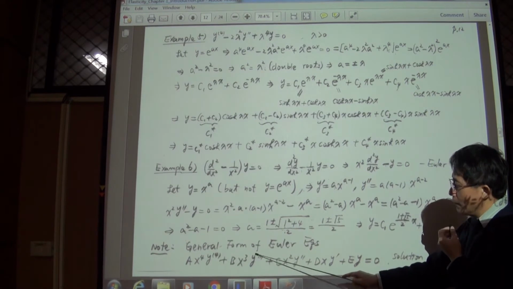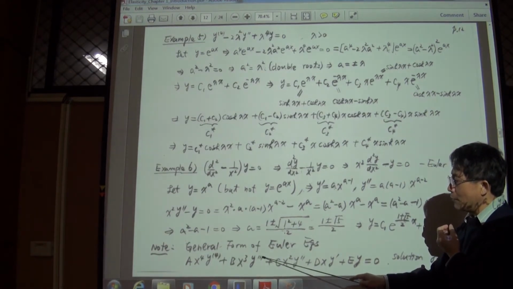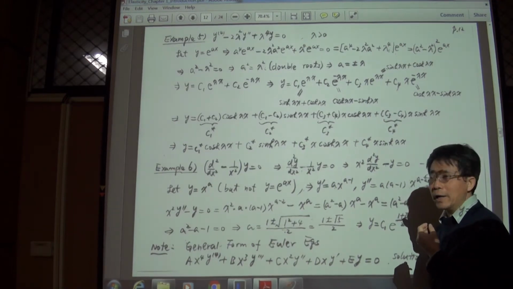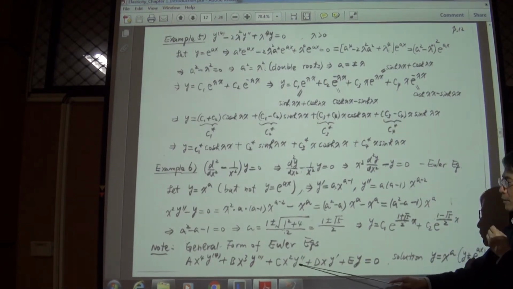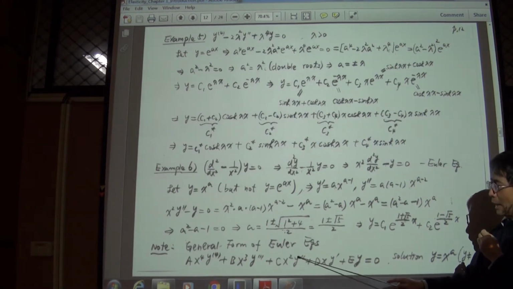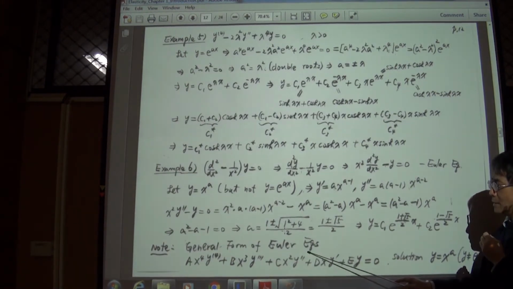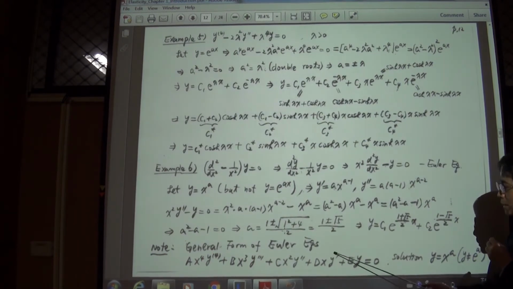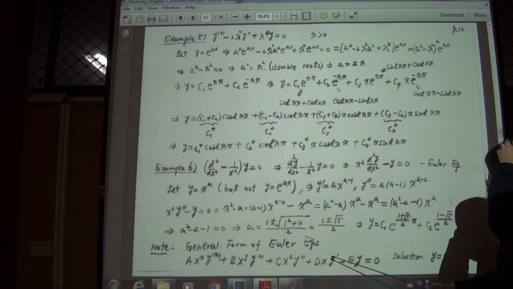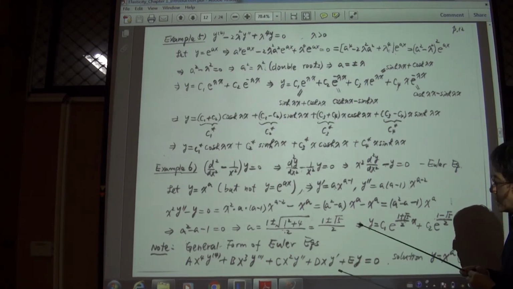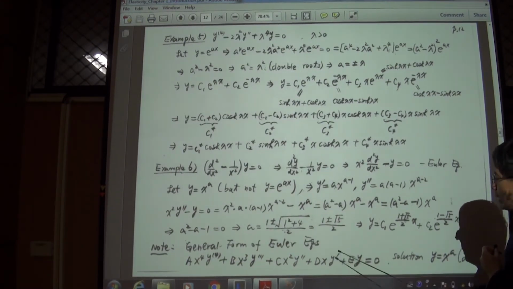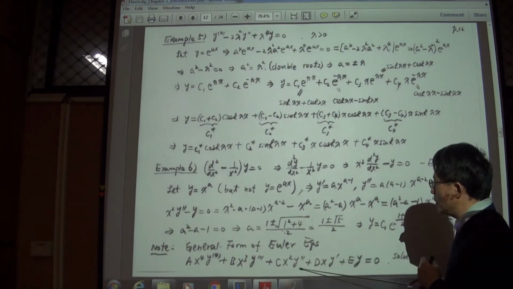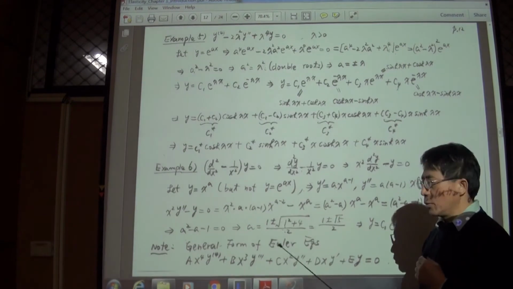See here, y differentiated 3 times and the coefficient is x cubed. And then if the unknown function y is differentiated twice, the coefficient is x squared. If y is differentiated once, the coefficient is x to the power 1. So in this form, we have the Euler equation.